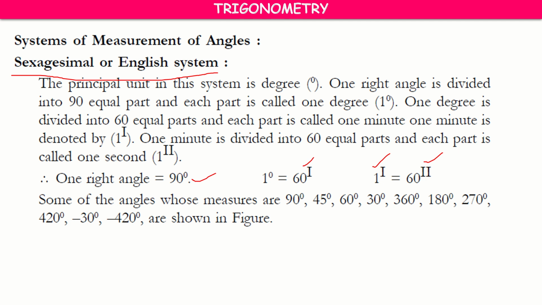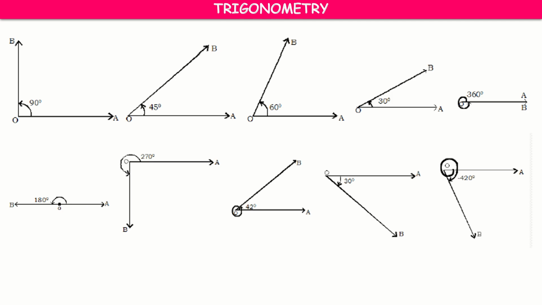1 degree will be divided into 60 equal parts. Each part is called a minute. Again 1 minute is divided into 60 equal parts. Each part is called a second. That's all. See here 90 degrees. Some of those angles are 90, 45, 60. These are all angles we can show in the figure. Right? Next.